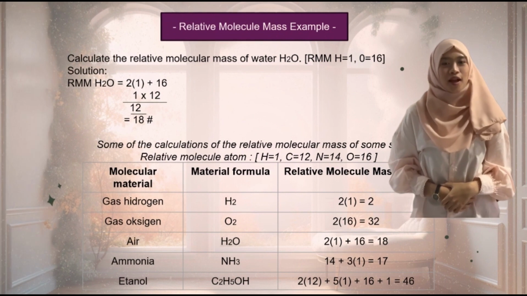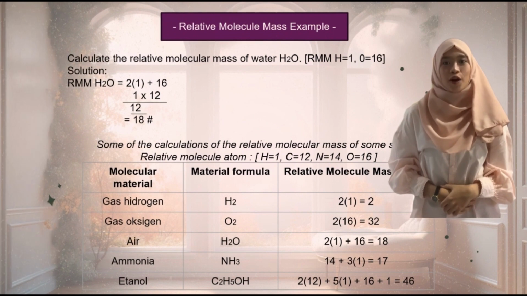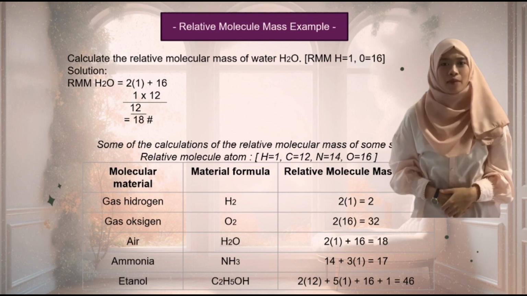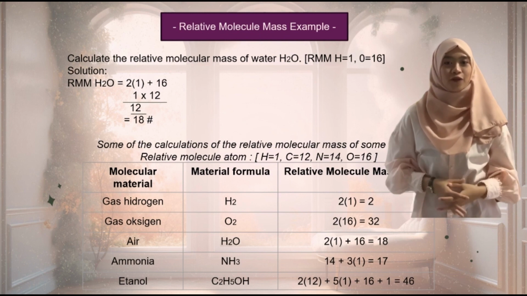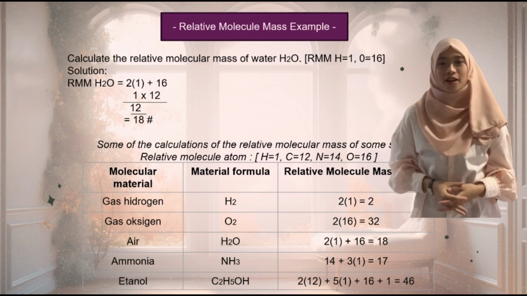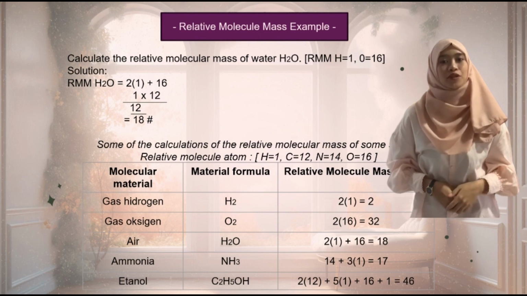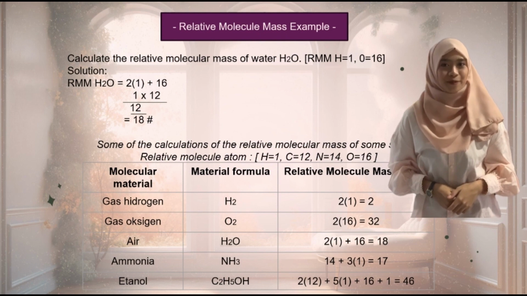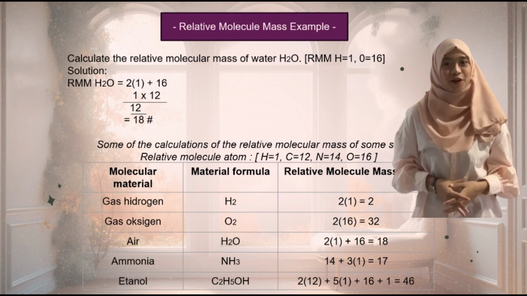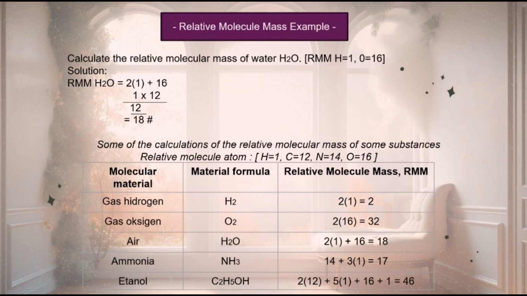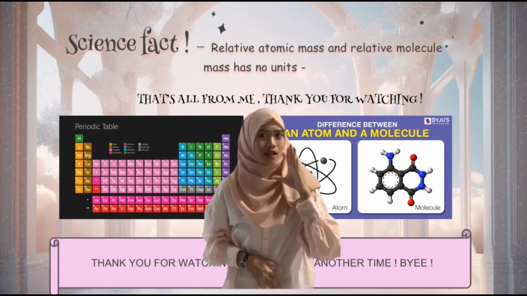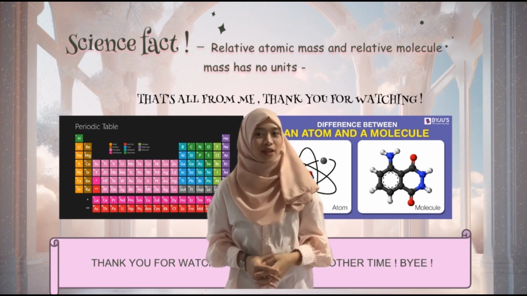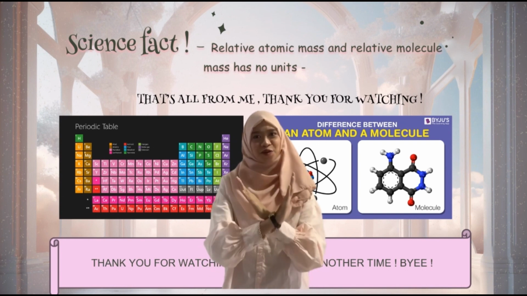Here's the example. Calculate the relative molecular mass of water, H2O, given hydrogen equals 1 and oxygen equals 16. This you can get from the periodic table. The solution is RMM of H2O equals 2 times 1 plus 16, divided by half times 12, and the final answer is 18. Here is some of the calculation of relative molecular mass of some substances. Science fact: relative atomic mass and relative molecular mass have no units.